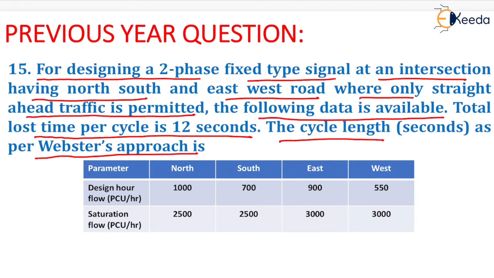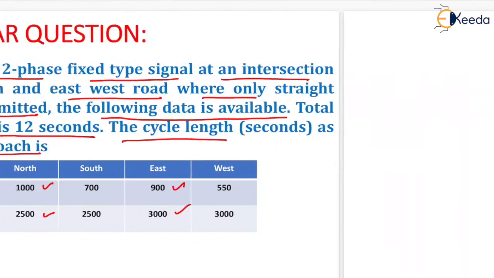Now the design flow is given in this row and the saturation flow is given in this row. For solving this numerical, we have to take the higher traffic volume, that is in the north direction and in the east direction, because these two are the higher traffic volumes. So we can solve this using the formula.